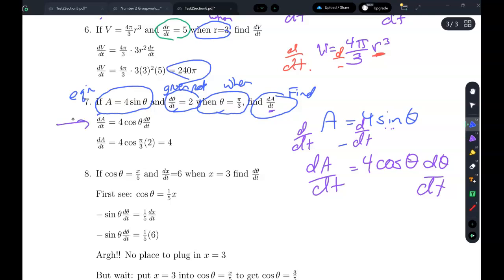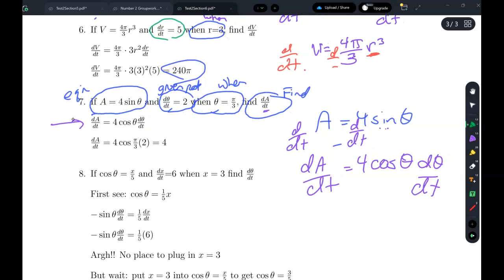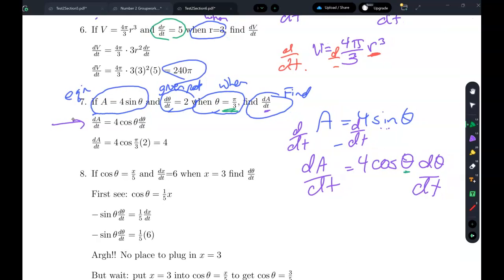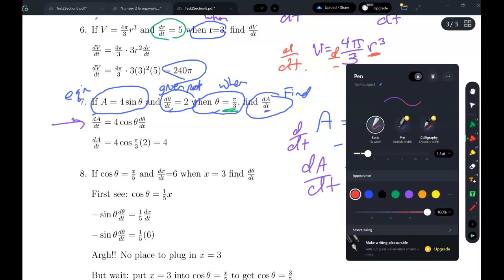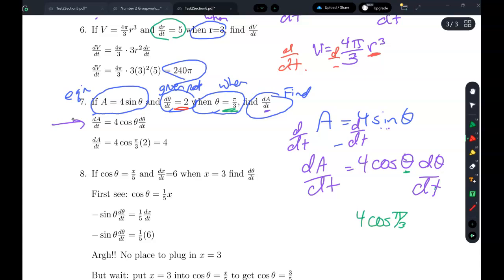So then this says, plug in theta is pi over 3. So I get cosine pi over 3. And then d theta over dt. Let's look back and see what that is. D theta over dt. Oh, that's 2. So I multiply by 2. And then I can find dA over dt. So I know I've got 4 times 2. That gives me an 8. And a cosine of pi over 3. That gives me a 1/2. So that's a 4.